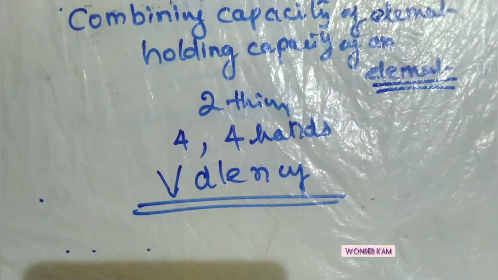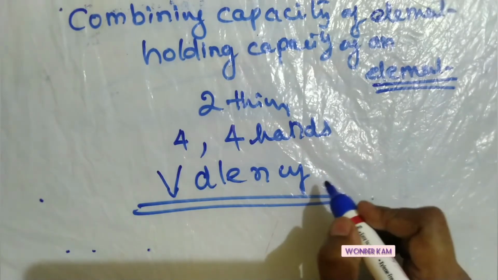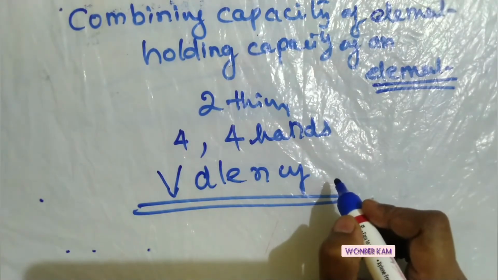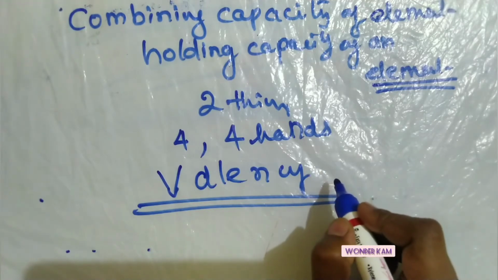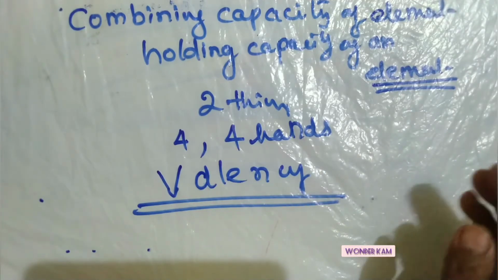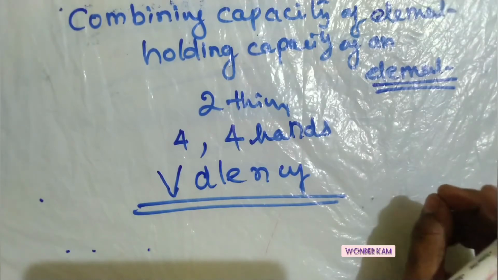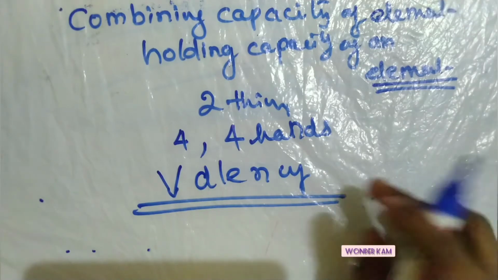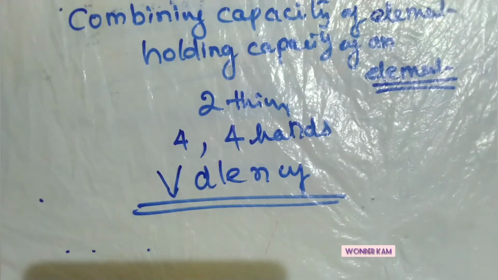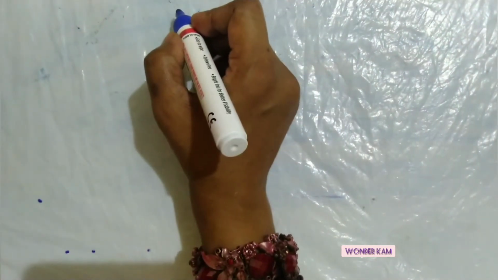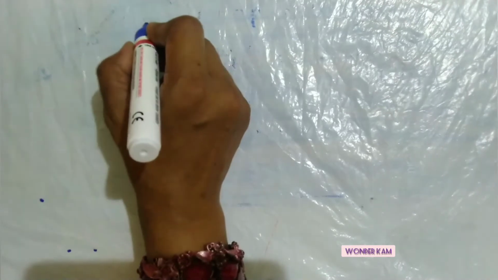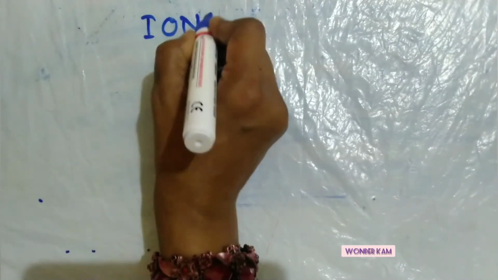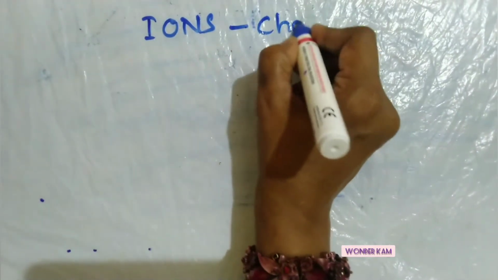In the higher classes you will study valency in detail. If you watch my next video, I have given some additional information, a little bit about valency. You just watch it if you want to know more about valency. Just like elements, atoms or molecules, one more term is ions. Ions are nothing but charged particles.